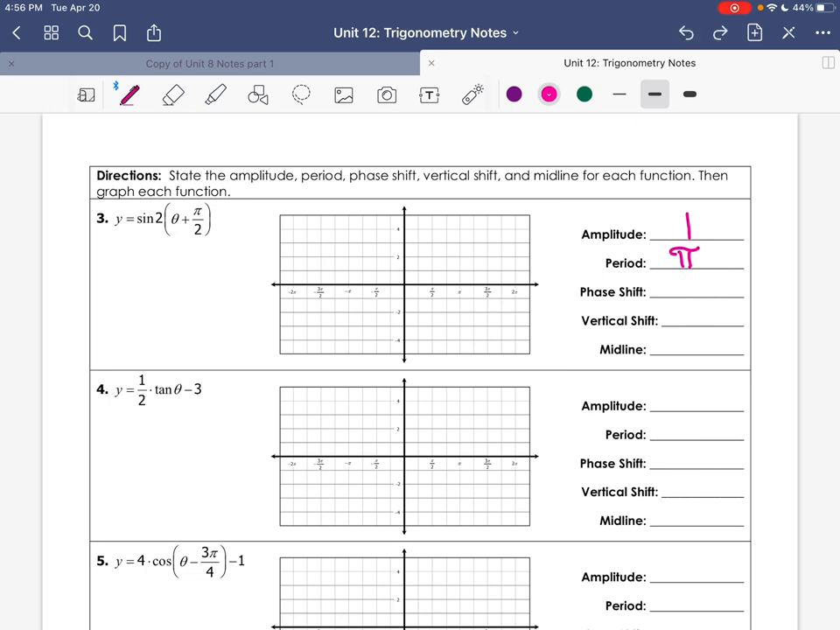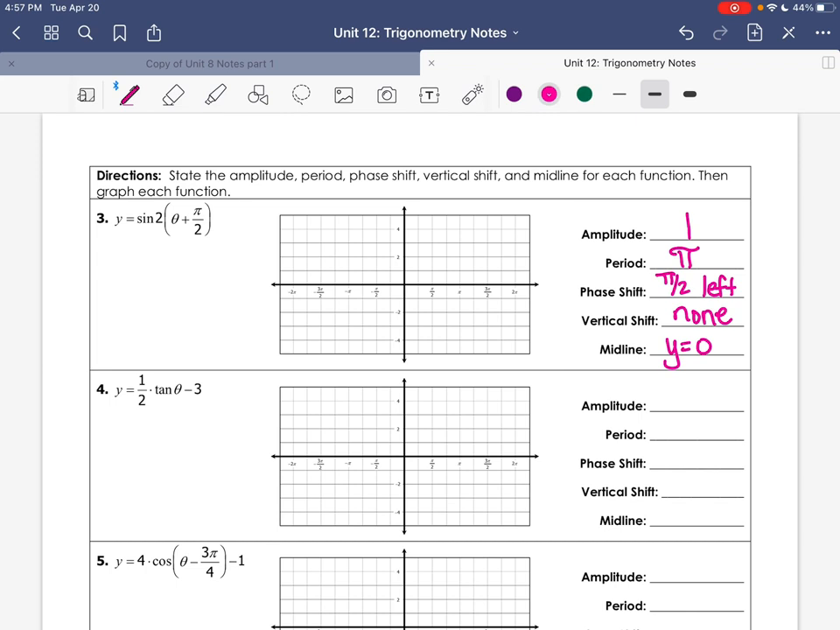The phase shift is going to be pi over 2 to the left because it's plus pi over 2 in the parentheses. Then there is no vertical shift because there isn't anything added or subtracted out here. So there's nothing there for you to add or subtract. So that means that the midline just stays at the axis. So y is equal to 0. So you don't have to move anything to do this.